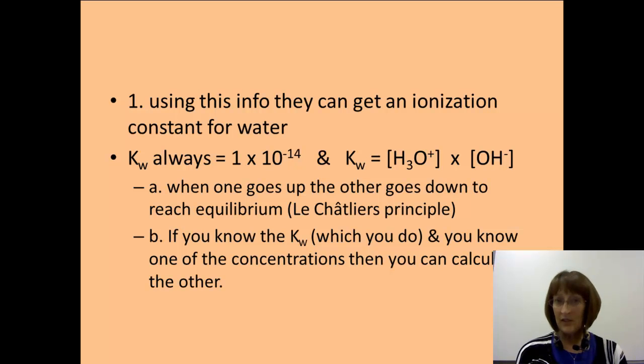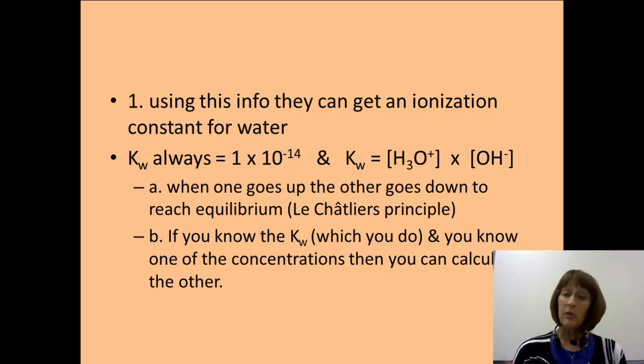Kw is equal to the hydronium ion concentration, that's the H3O+, times the hydroxide ion concentration. You see the little square brackets again, that means concentration. So we know that the number Kw is always 1 times 10 to the negative 14, it doesn't change. If we know either the hydrogen ion concentration or the hydroxide ion concentration, then we can figure out what the other one is. They have to give you 2 of those numbers, and then you can come up mathematically with the other one.